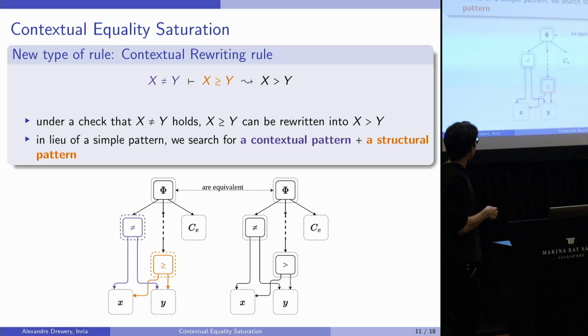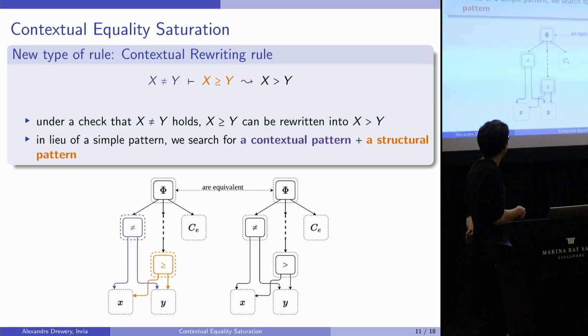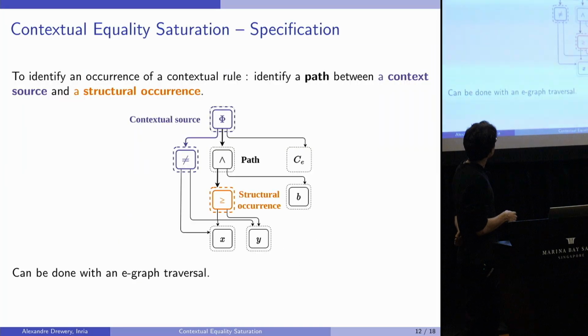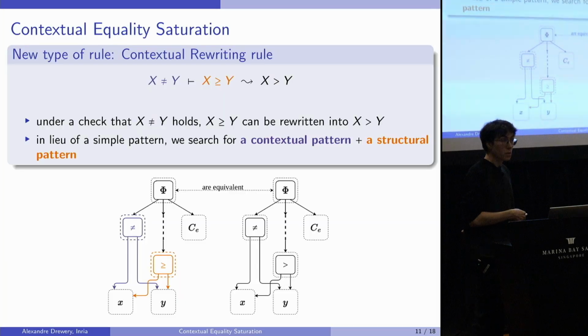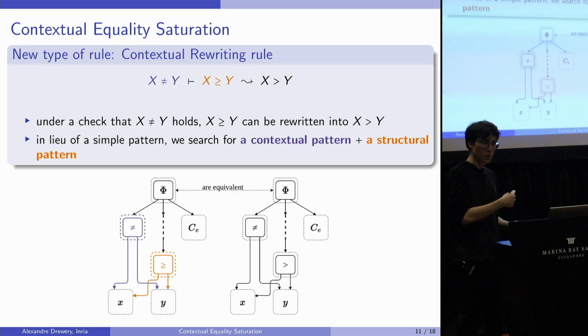If you do a check that x is different from y, and then in an arbitrary then branch of this check, you have an occurrence of x greater than or equal y, you can replace this whole structure by a similar phi term with the same arbitrary then branch, but you have replaced greater than or equal by greater than. So this is a new type of rule entirely, which means I need to define how I will apply them in my graph. Equality saturation will work with them.